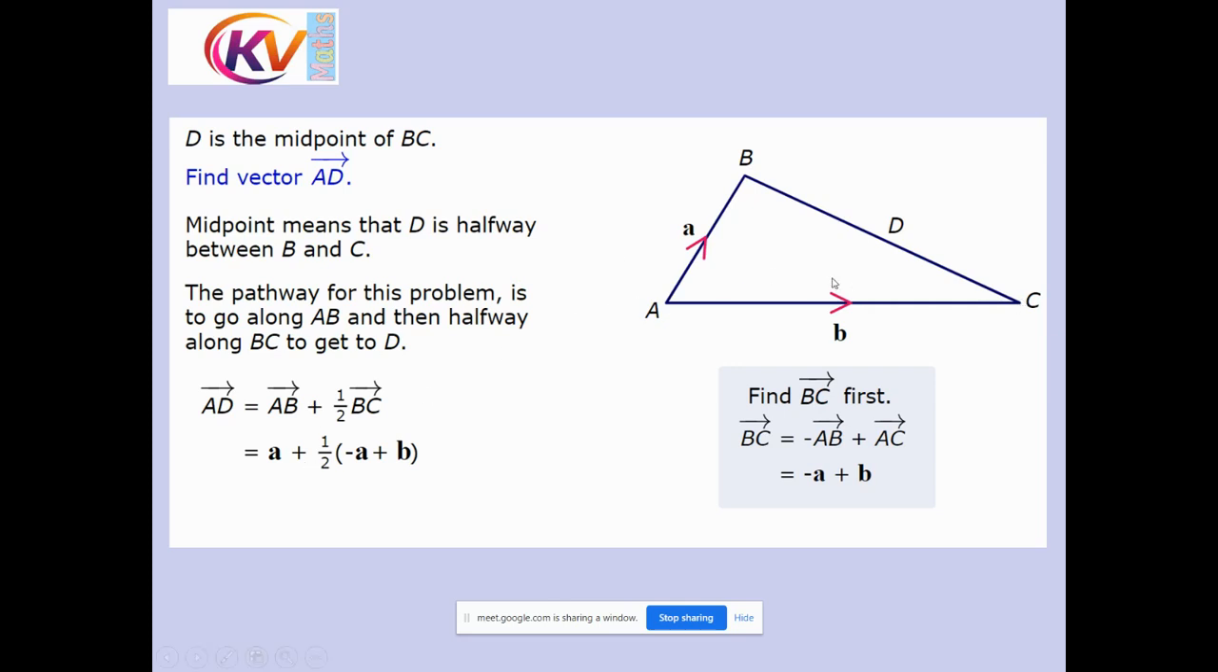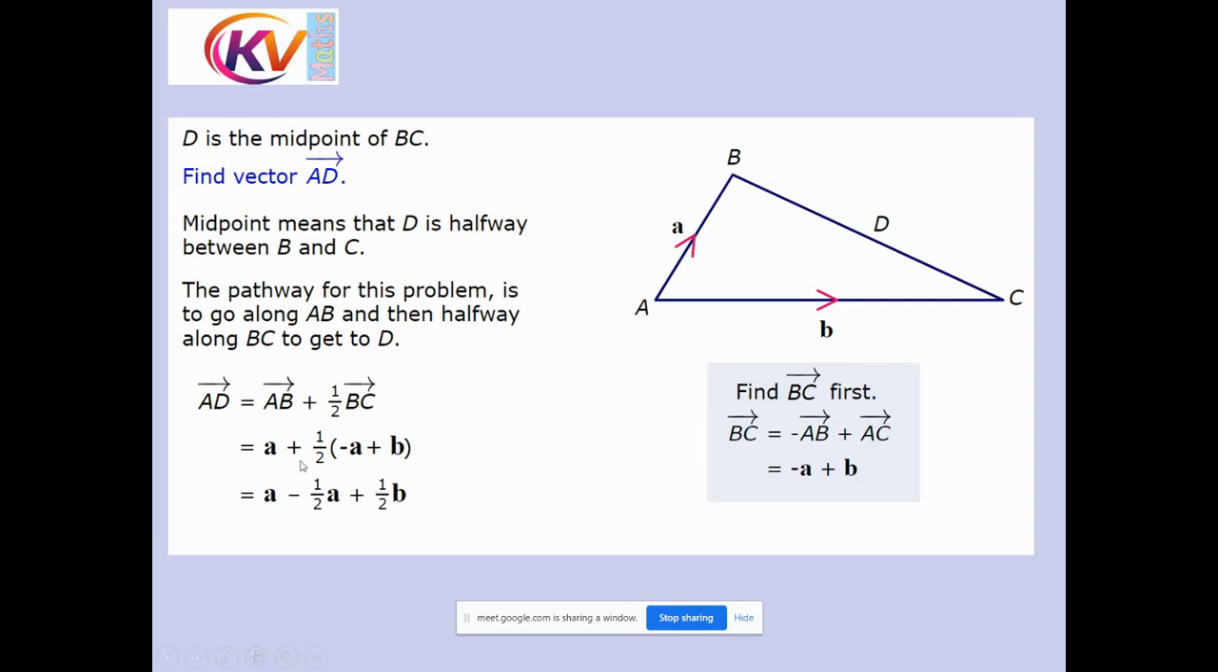Now, in terms of trying to work out the actual answer to AD, I know AB is positive A, and then I want to go halfway along BC, which I've just worked out here, which is half of that vector. So I just put it in a bracket. And then I need to simplify that. So to do so, I need to expand the bracket.